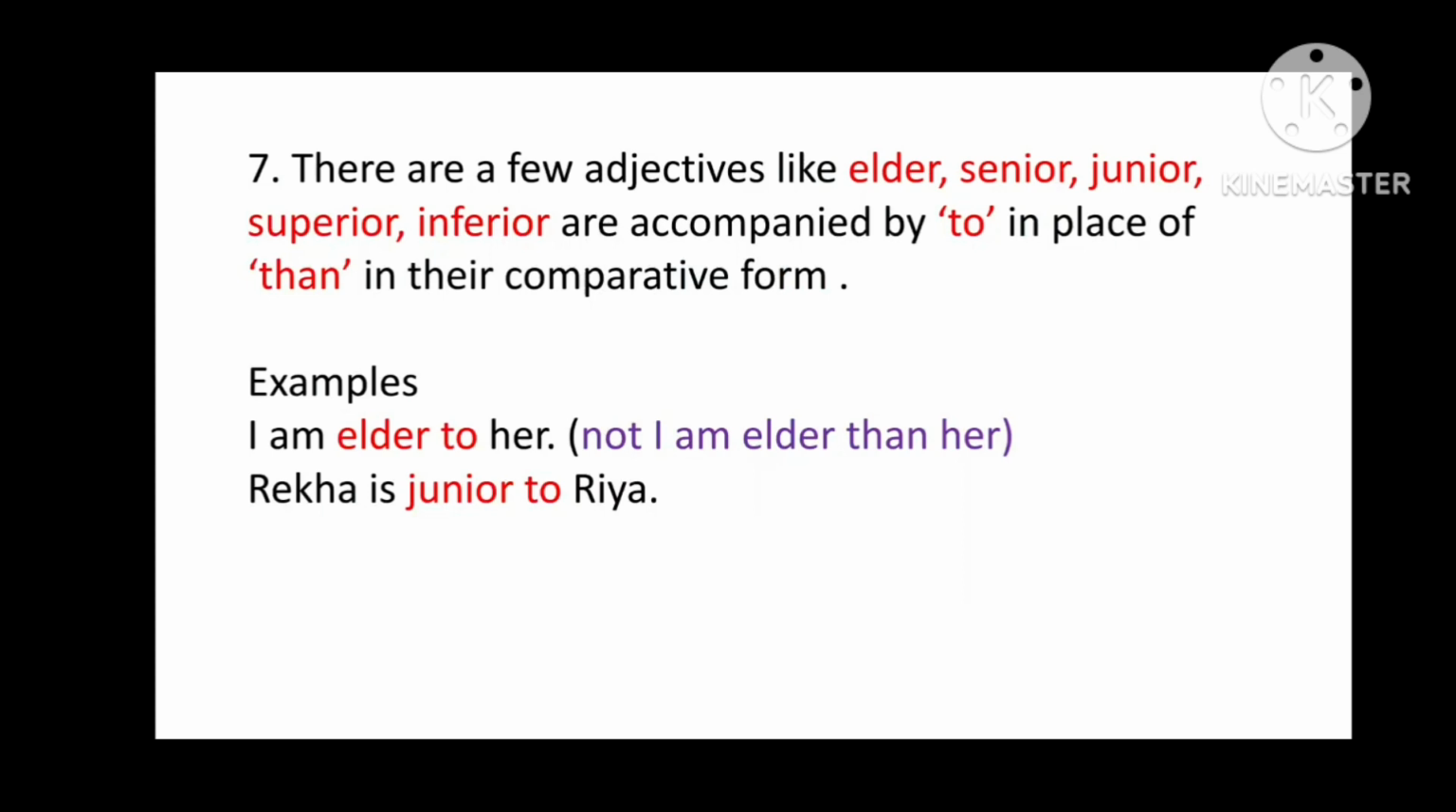Last, there are a few adjectives like elder, senior, junior, superior, inferior, which are accompanied by to in place of than in their comparative form. For example, I am elder to her. We will not write I am elder than her. Instead, we will write I am elder to her. Similarly, Rekha is junior to Riya. So in these words, we use to in place of than. These were some of the rules of writing comparative and superlative degree.